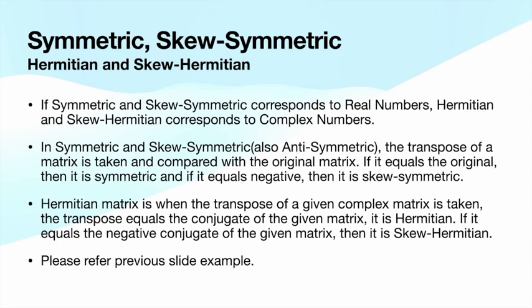If A transpose equals A, then it is a symmetric matrix. If A transpose equals negative A, then it is known as a skew symmetric matrix. A Hermitian matrix is when the transpose of a given complex matrix is taken, the transpose equals the conjugate of the matrix.